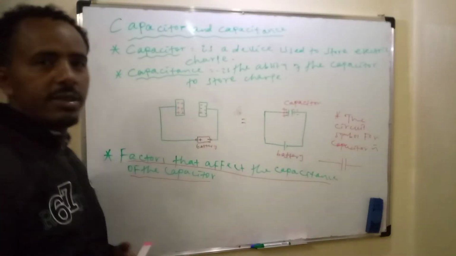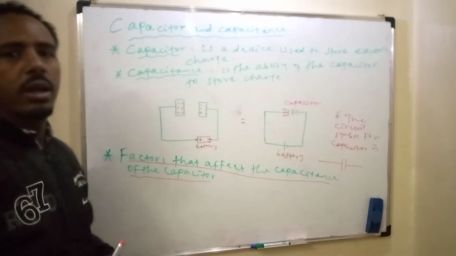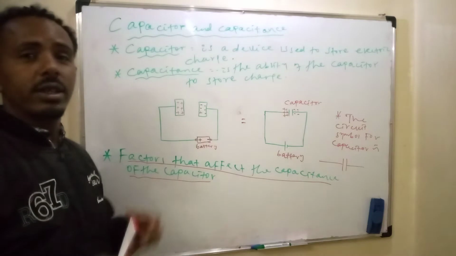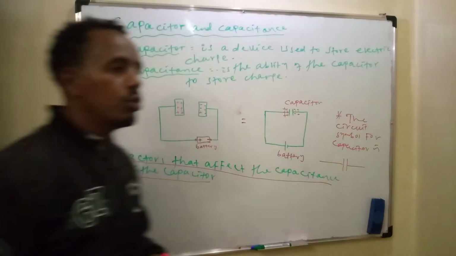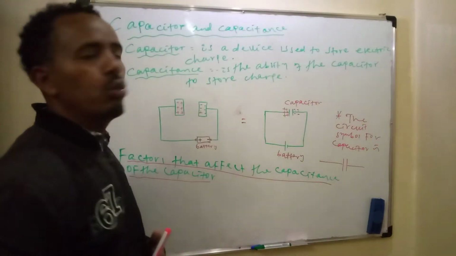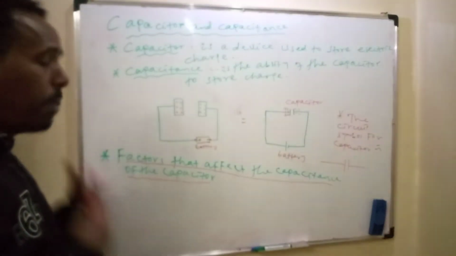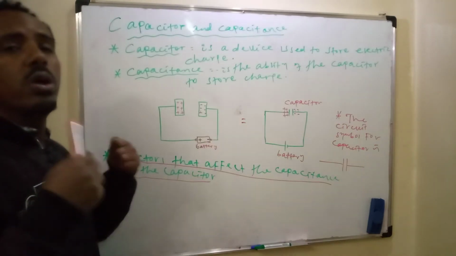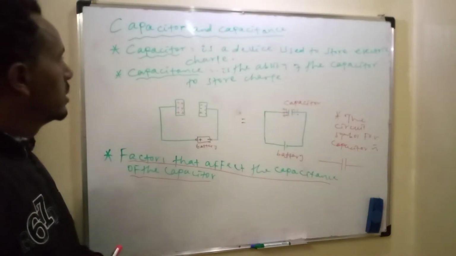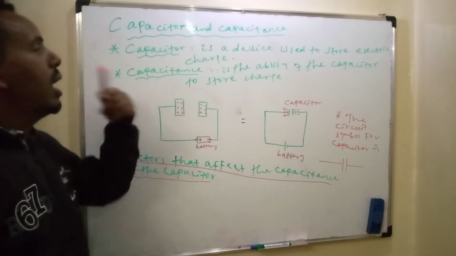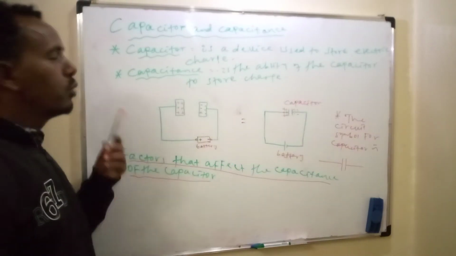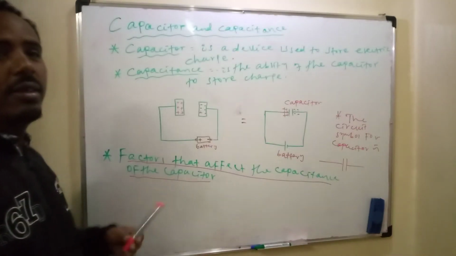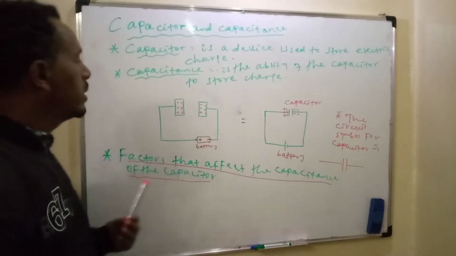Capacitor and capacitance. A capacitor is a device used to store electric charge. A device used to store electric charge is said to be a capacitor. But capacitance is the ability of the capacitor to store electric charge. Capacitance is the ability of the capacitor to store electric charge, whereas a capacitor is a device used to store electric charge.